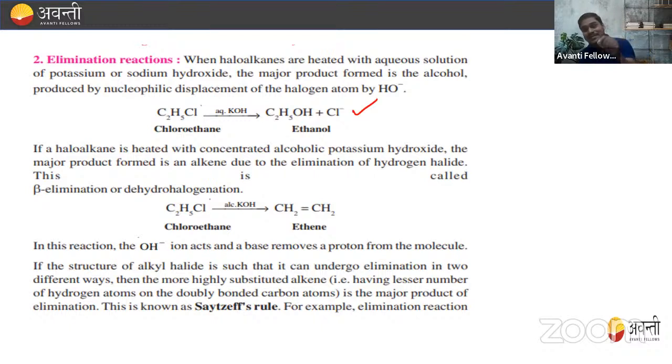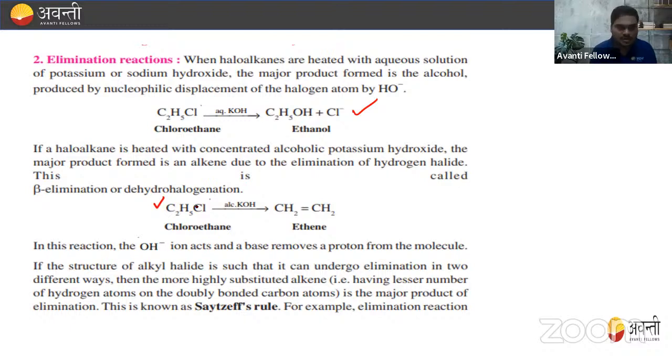Now, what happens if the haloalkane is heated with concentrated alcoholic potassium hydroxide? Here, beta elimination, or we say elimination reaction, comes into the picture. When you treat with aqueous KOH, it's a simple nucleophilic substitution reaction. There is no elimination. But if the haloalkane is heated with concentrated alcoholic potassium hydroxide, then the major product formed is alkene, due to the elimination of hydrogen halide. This is also known as beta elimination or dehydrohalogenation. Let's see the example. We have chloroethane, C2H5Cl.